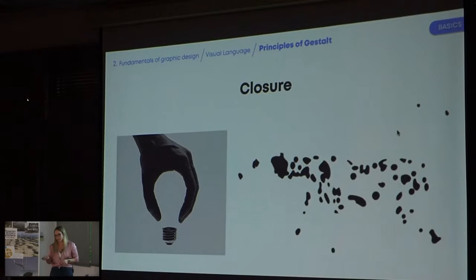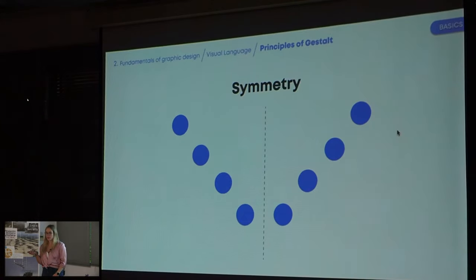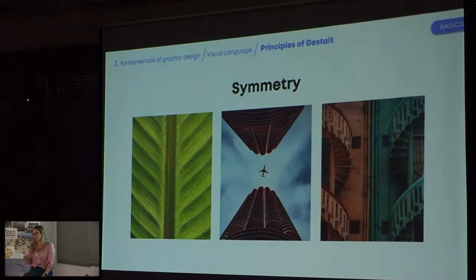Another principle is the one of symmetry, and this explains how our brain is extremely hardwired to search for symmetry. It gives harmony and balance, and it's widely spread in nature. This is why we're always looking for symmetry everywhere.